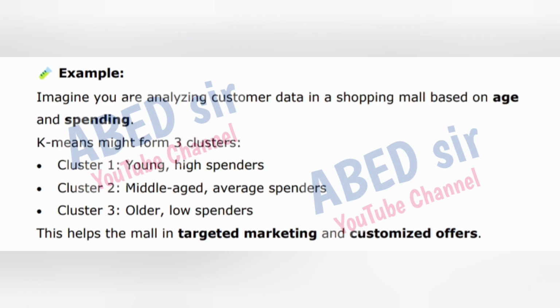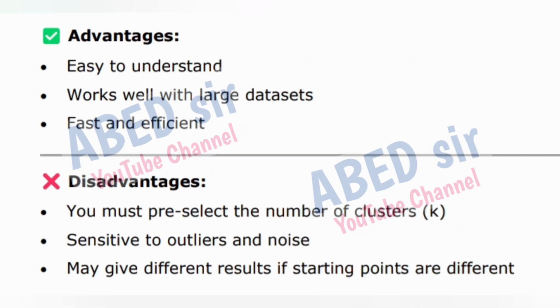Example. Imagine you are analyzing customer data in a shopping mall based on age and spending. K-means might form 3 clusters. Cluster 1, young, high spenders. Cluster 2, middle-aged, average spenders. Cluster 3, older, low spenders. This helps the mall in targeted marketing and customized offers.